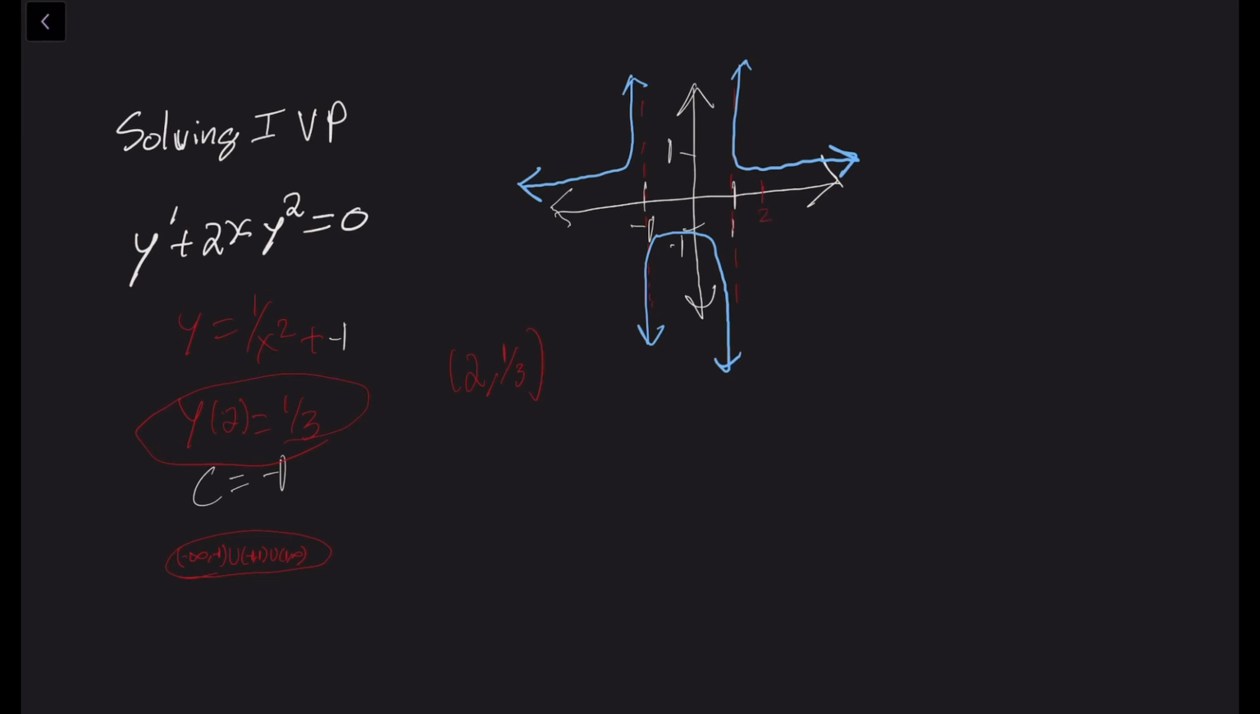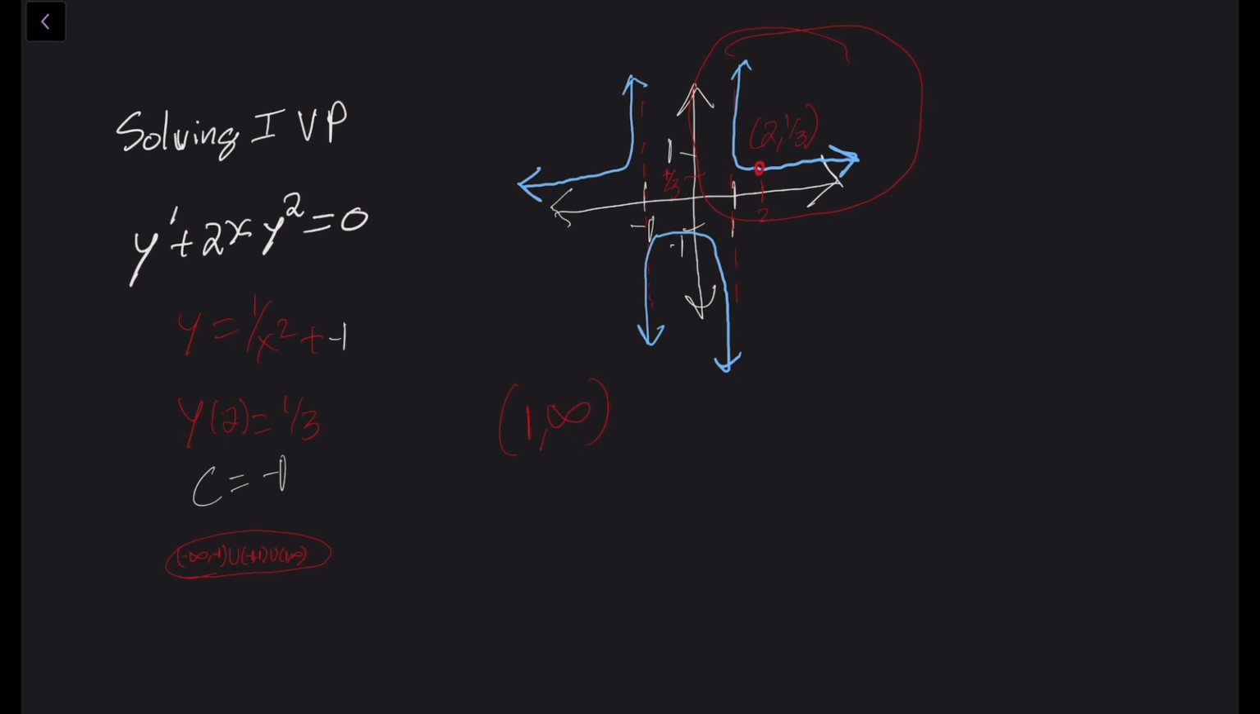And we can go to here, and 1/3 there. So this point right here is going to be 2, 1/3. So now that we know that this is the interval over which our initial condition is found, we know that the largest interval I over which the IVP is defined is going to be 1 to infinity.